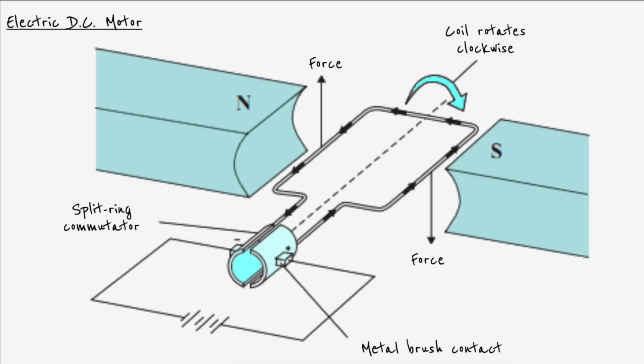As part of a simple motor, you might see some carbon brushes which provide contact, as well as a split ring commutator which switches the direction of the current every half turn. This helps to keep the coil of wire spinning continuously.